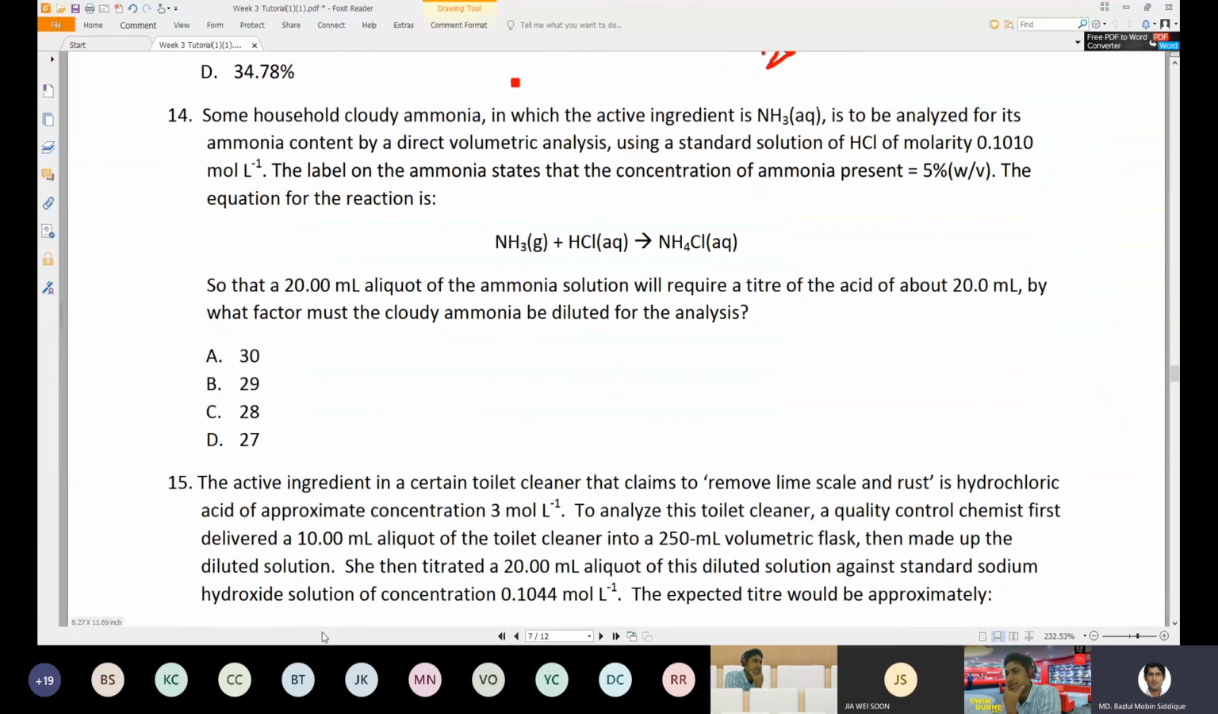Question number 14. Any questions so far? No. Oh. Any question?